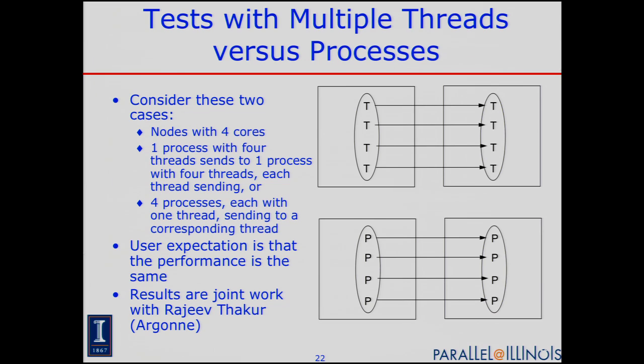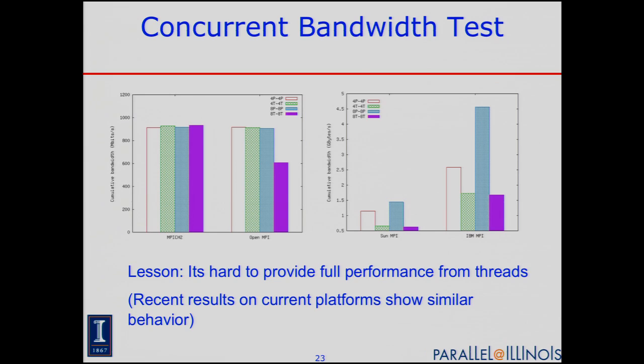So we have what are effectively two identical cases. In both cases, we've got 4 threads talking to 4 threads. In one case, we have one process with 4 threads. In another case, we have 4 processes, each with 1 thread. In any sense, you would like it to be true that the performance of these two situations was identical. They're doing the same thing. One thread is sending to one thread. And yet, that's not what we see.